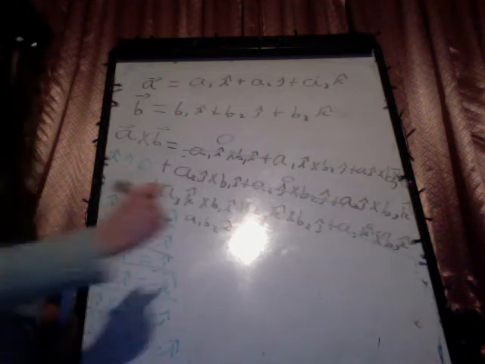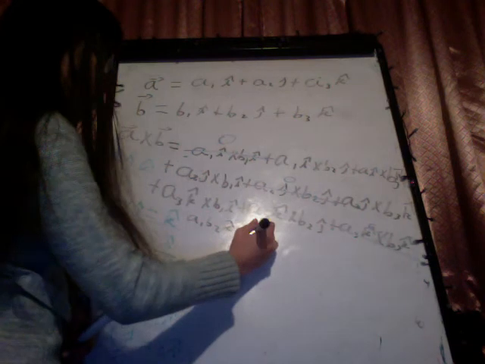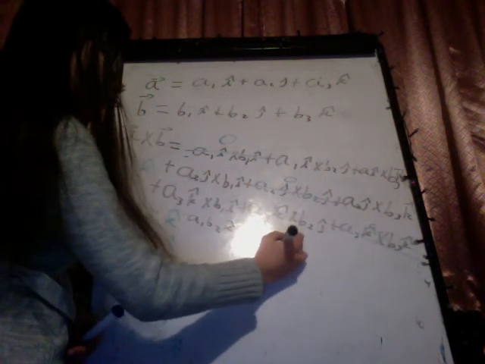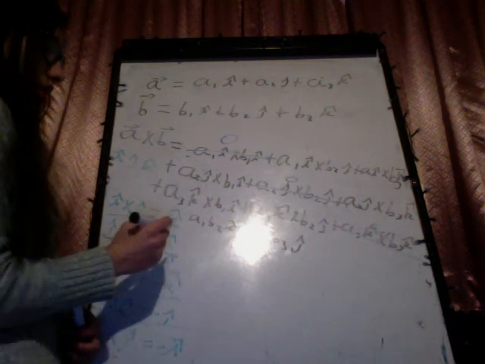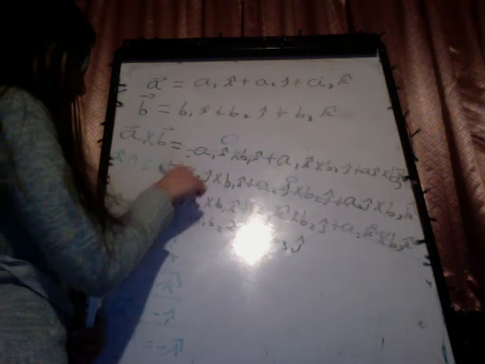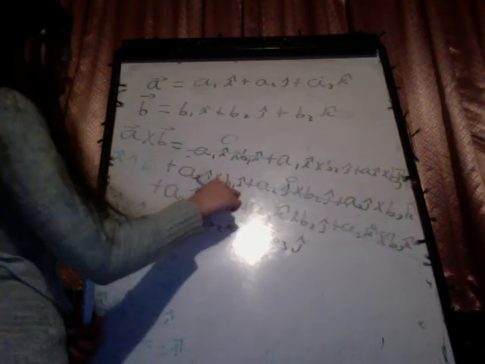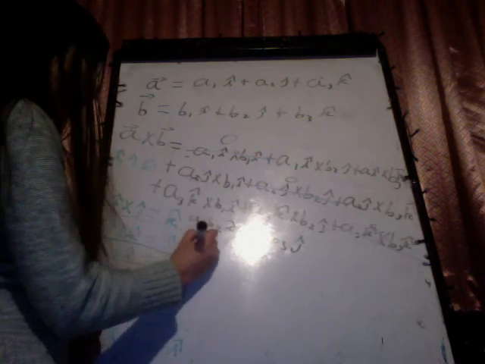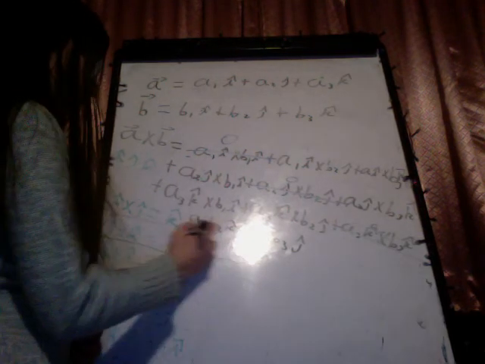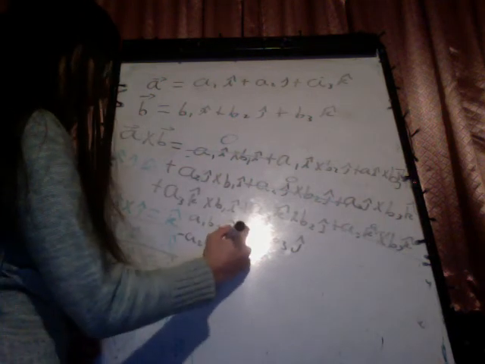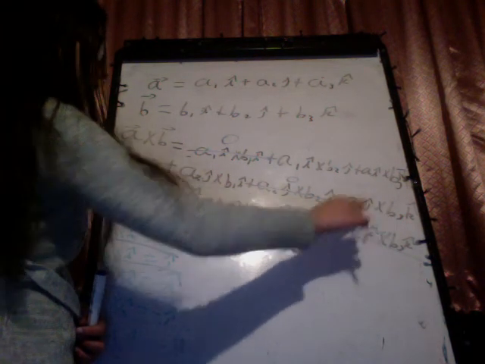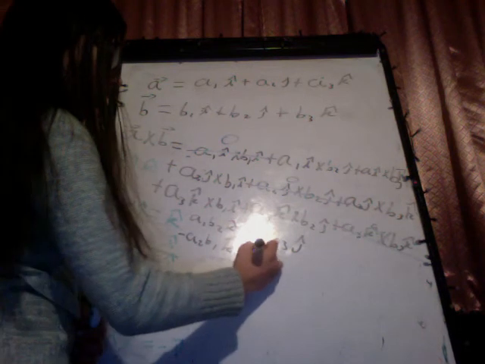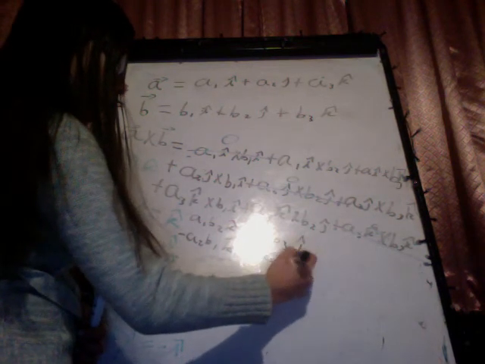I cross K is minus J, so minus A2 B3 J. Next is J cross I, that's minus K. So I have minus A2 B1 K. J cross K, that's I. So plus A2 B3 I.